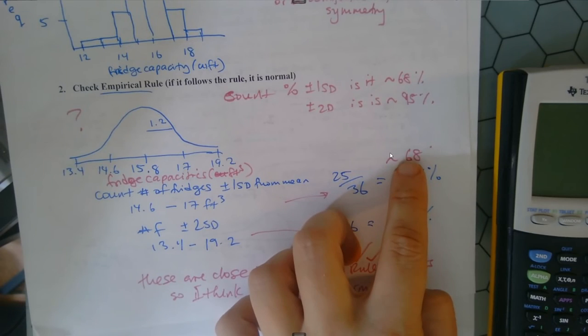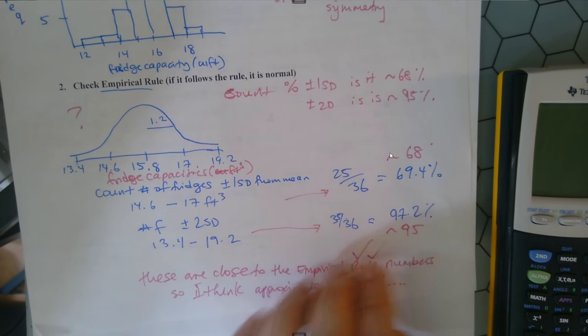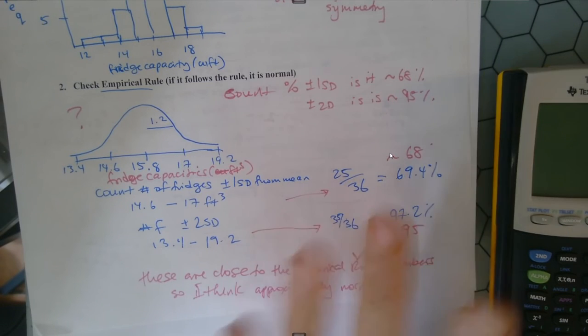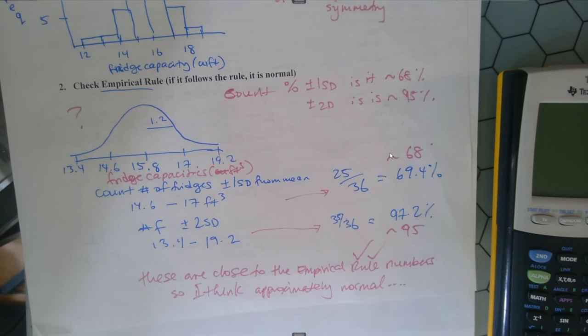So that's close to 68, and that's close to 95. These are close to the empirical rule numbers, so I think it's approximately normal, and I'm comfortable with that, and I'm happy, and I'm done.